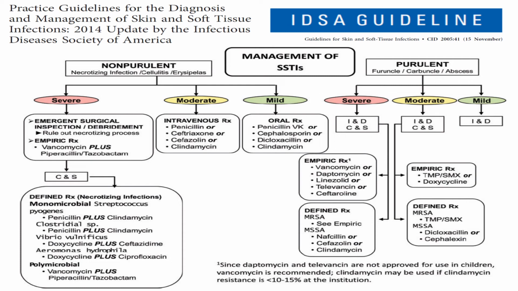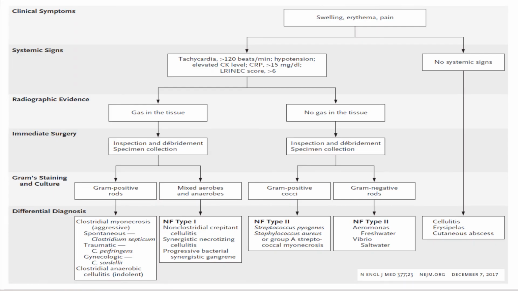And if you see the extension progressing rapidly, you should consider severe disease and consult surgery for inspection and debridement. Empirical treatment should be prompt, guided by the exposure history and risk factors. If you define the cause of the pathogen, you should treat with specific antibiotics. So this is the table to approach.